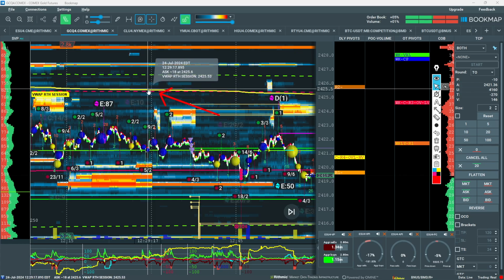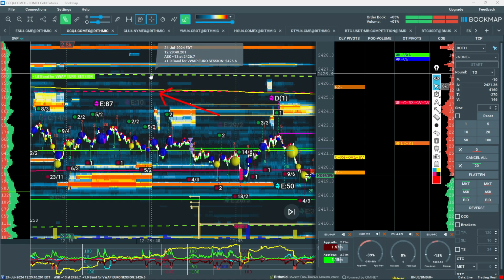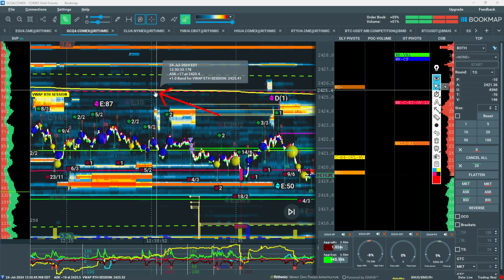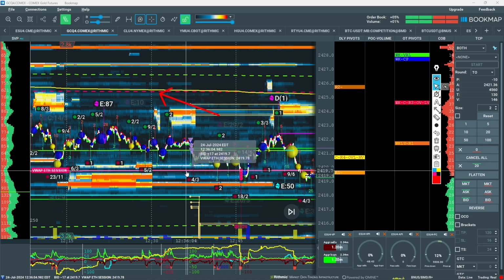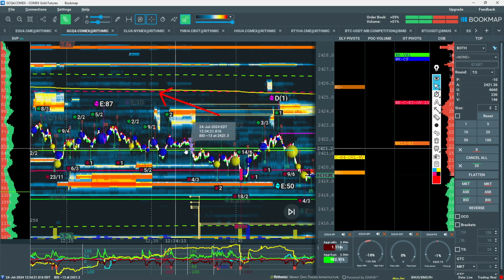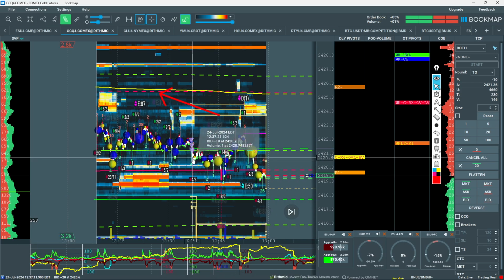This is the RTH VWAP anchored from the RTH session start at 9:30, and this is plus V1 on the Euro session. So I have the Euro session in green, I have the ETH session in red, and that yellow right there, that's the RTH session VWAP. If we come down here, you can see I'm highlighting the VWAP for the ETH session. Right, so front run that took the breakdown of the Euro session VWAP.